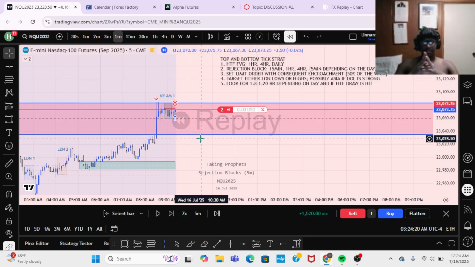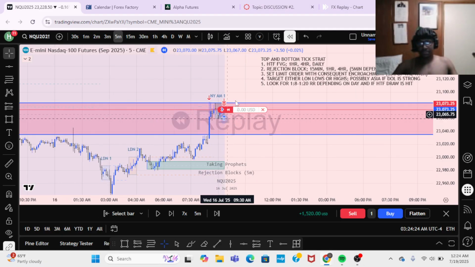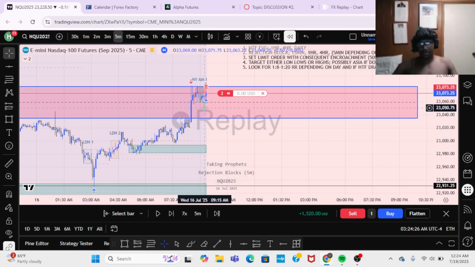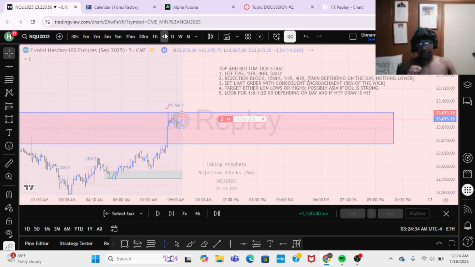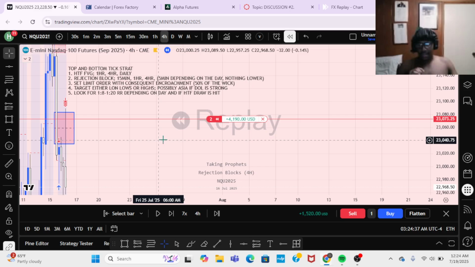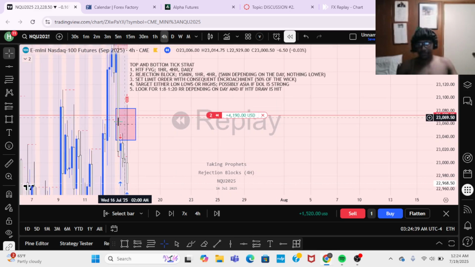If I can look for a nice top and bottom tick setup, it'd be perfect. So right now I'm going to show you a prime example of a good backtest of a top and bottom tick. First things first, you want to have a higher time frame fair value gap. As we can see, the higher time frame fair value gap right here is this 4 hour gap. Okay, 1 hour, 4 hour, daily, whatever.